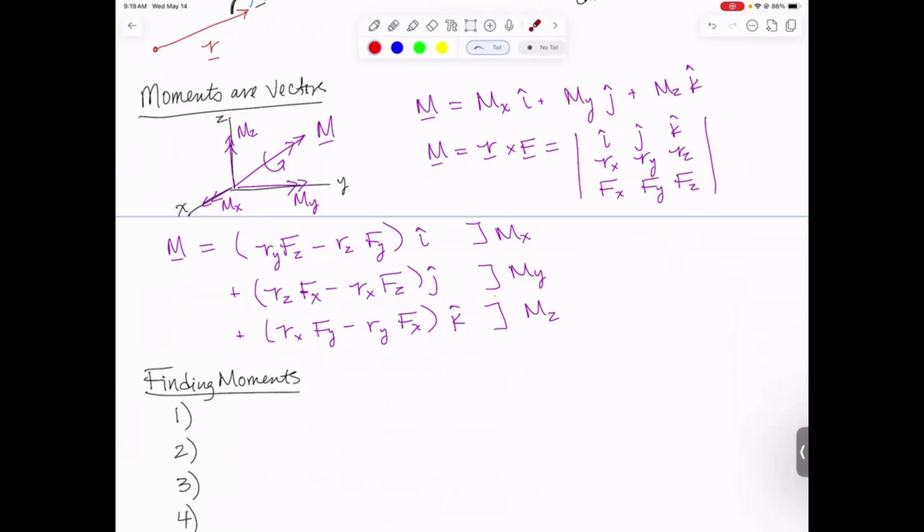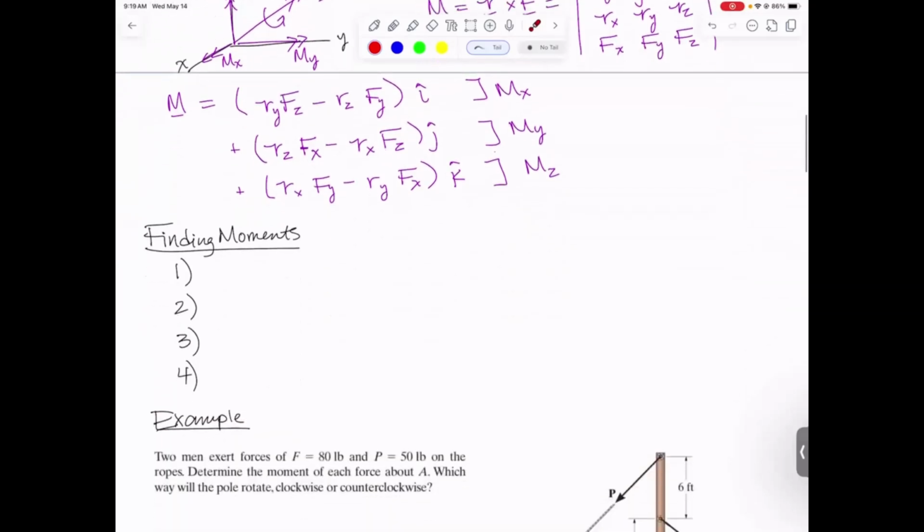We now need to actually go find moments. There are 4 different ways I know to find moments, and I like to use whichever is the easiest for the specific problem. First up, we can always take the force times the perpendicular distance if we know or can figure out the perpendicular distance. Second, in 2 dimensions, we can use RF sine theta if the trig isn't too bad to figure out theta. But these 2 really only work well in 2D.